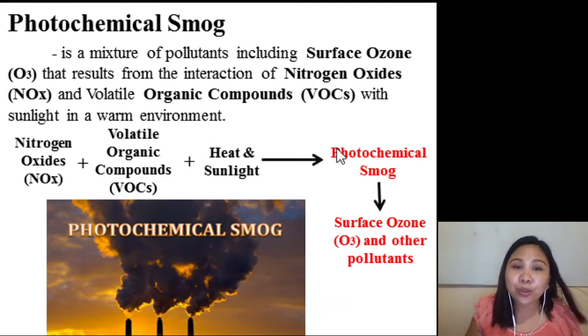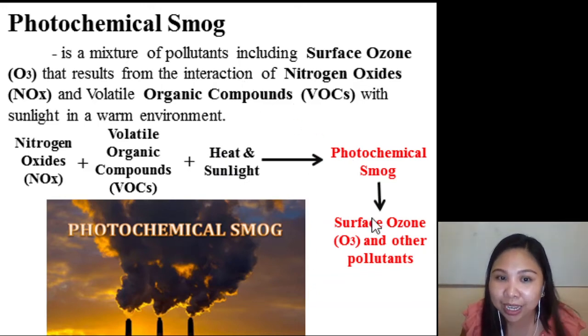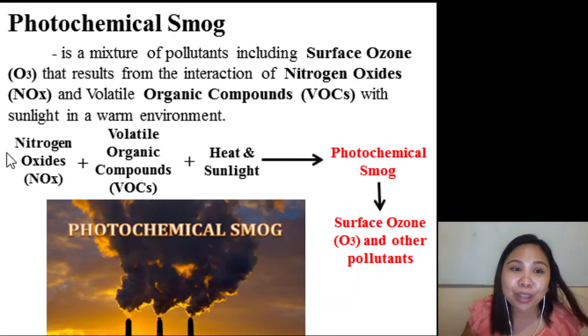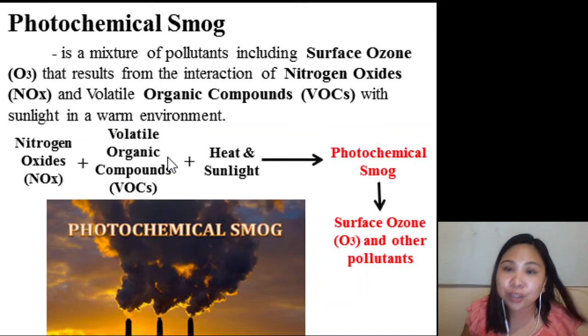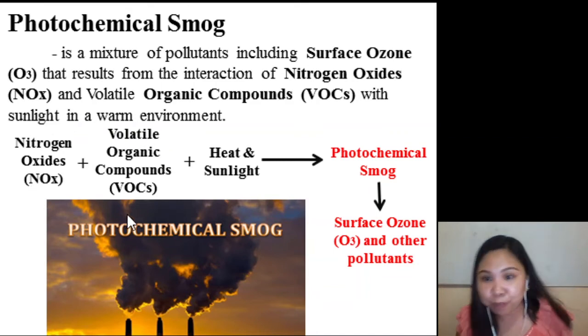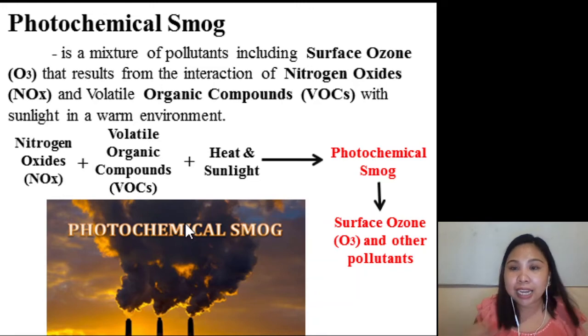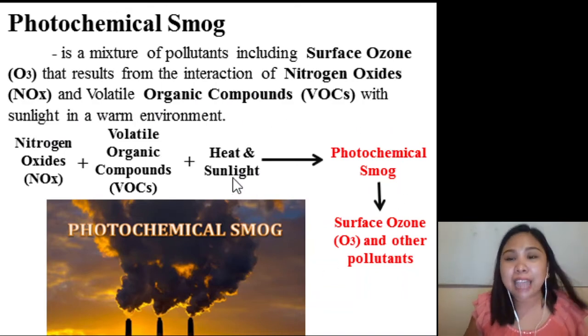So, etong photochemical smog is a mixture of pollutant, including surface ozone. Okay? Kasama itong iba't ibang primary pollutant, including nitrogen oxide and volatile organic compounds. Kasama yung init na galing sa araw. So, pag yan nag-interact within our atmosphere, that is the time nagkakaroon ng photochemical smog.